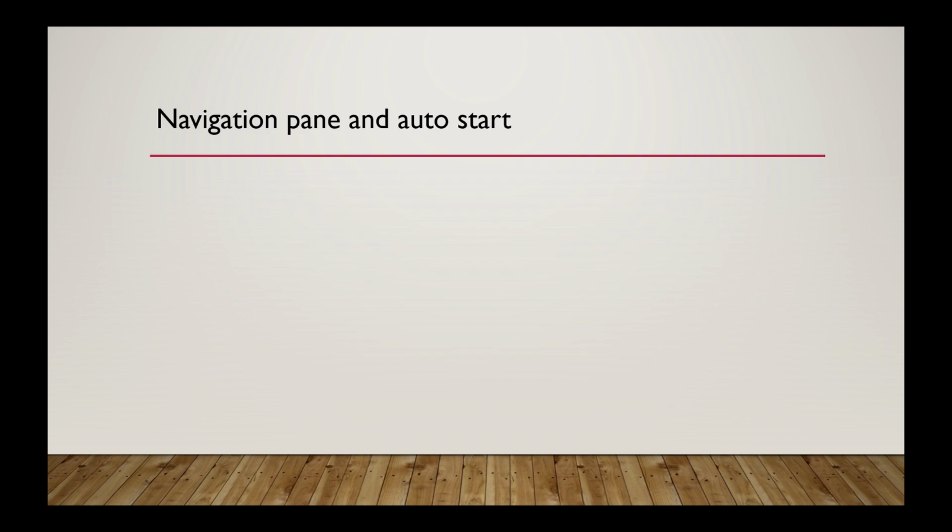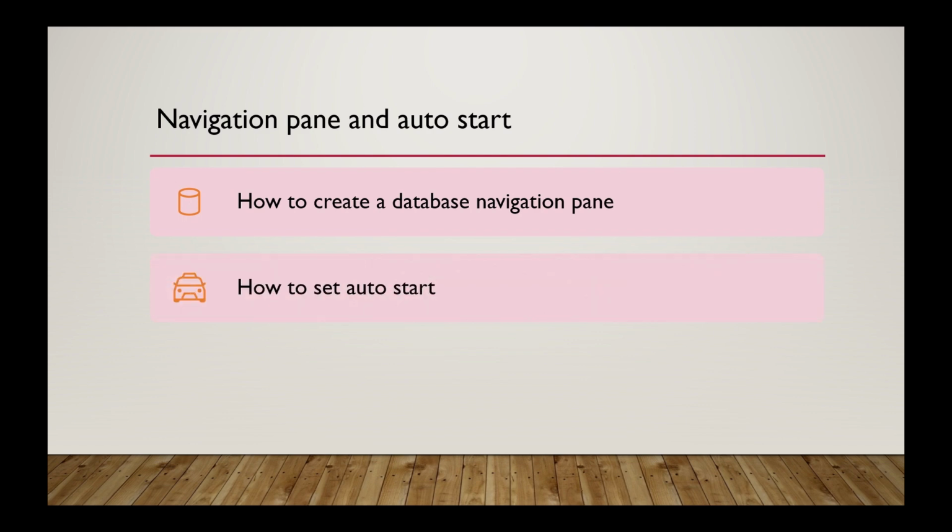We're then going to look at how to create a navigation pane. You've got a navigation pane preloaded, but you can create your own. How you can create that. So create a database navigation pane first thing. How to use the auto start features in the database options, and how to use the auto exec macros or macro to bypass the startup features that are in options.